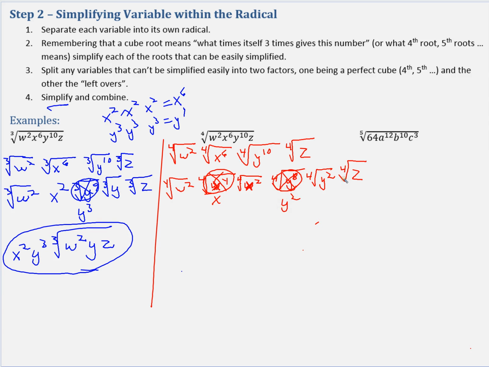And the others we can't simplify, so we're separating or simplifying and combining. We have on the outside x, y squared, and within our 4th root we have a w squared, an x squared, a y squared from right here, and then a z. And that's the simplified form of that.